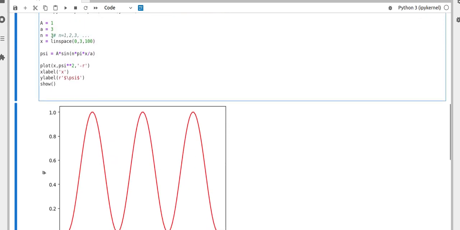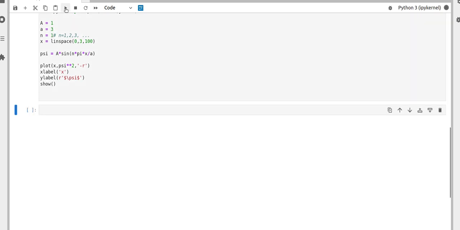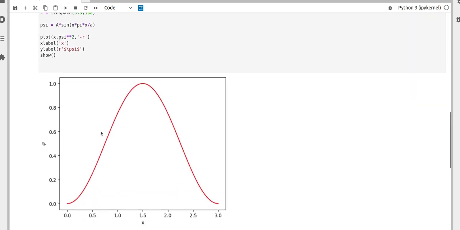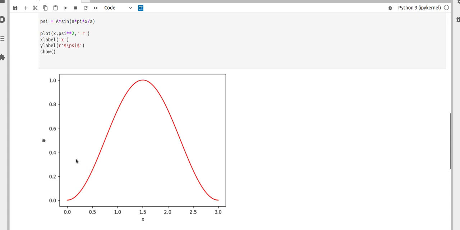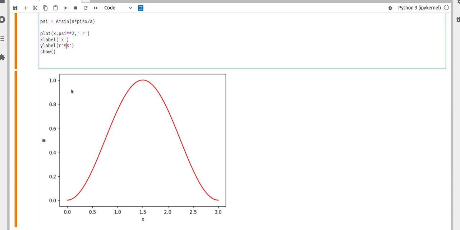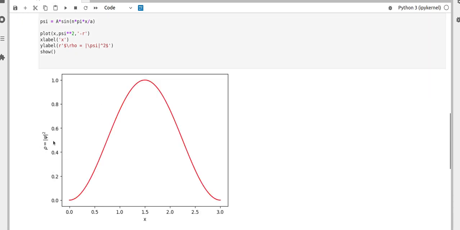So let's start from 1 as well. If you square psi, this is what you get. Now I told you that the square of the wave function is the density. So this is rho, which equals modulo psi squared, |psi|^2. So what does this tell us? This is the probability density.